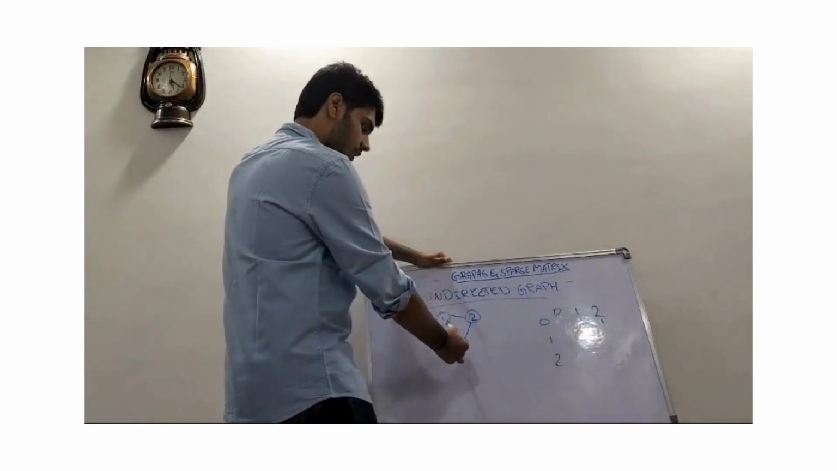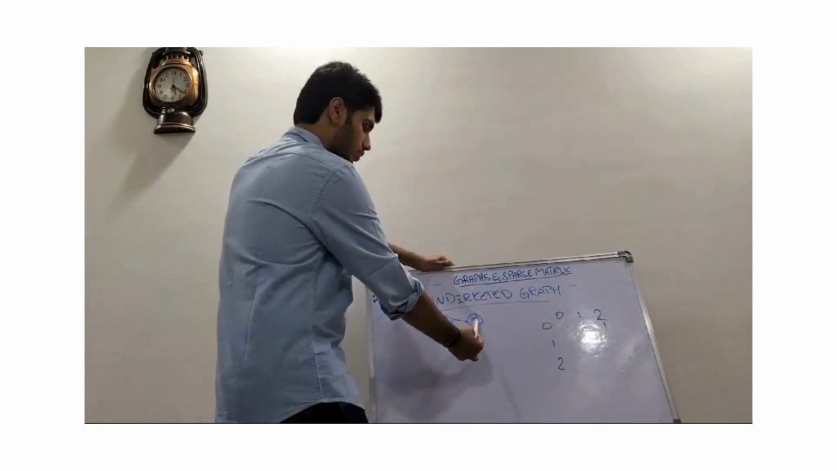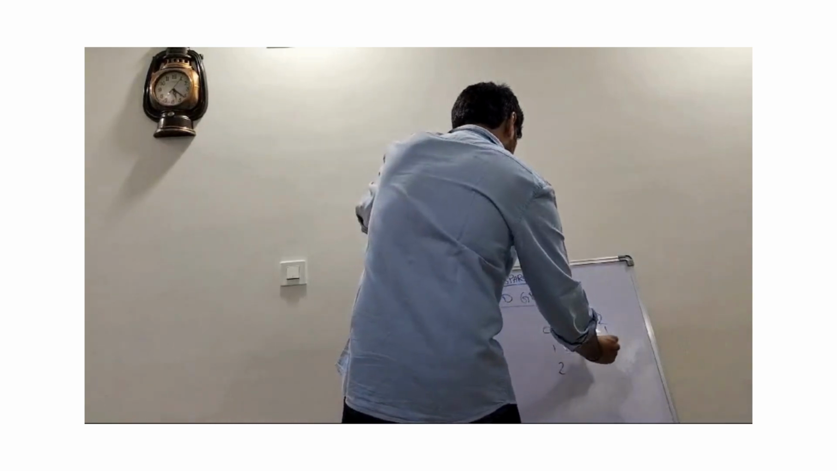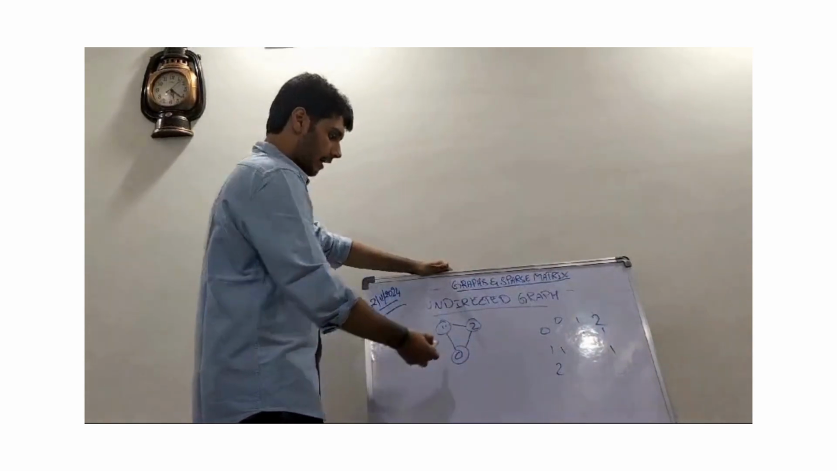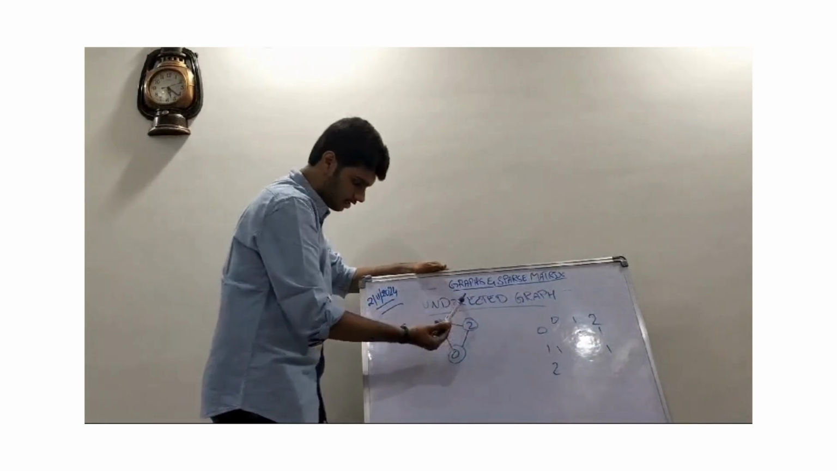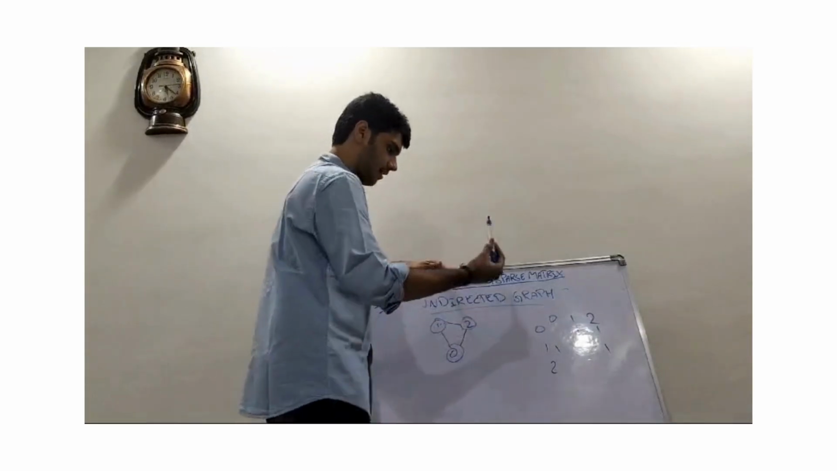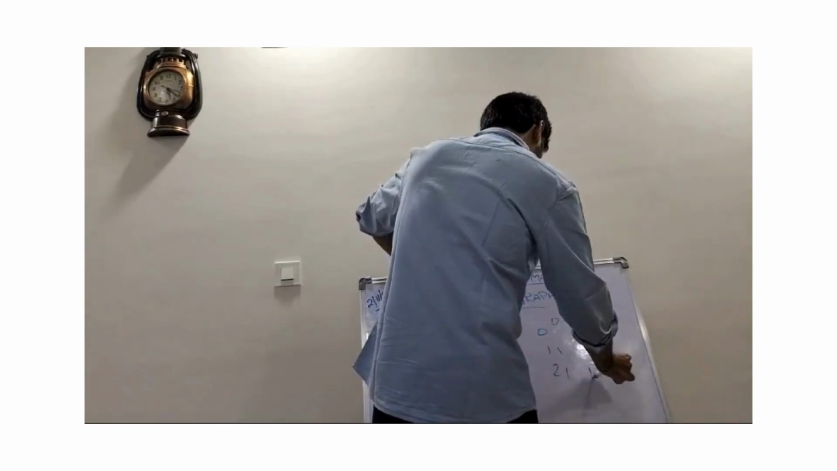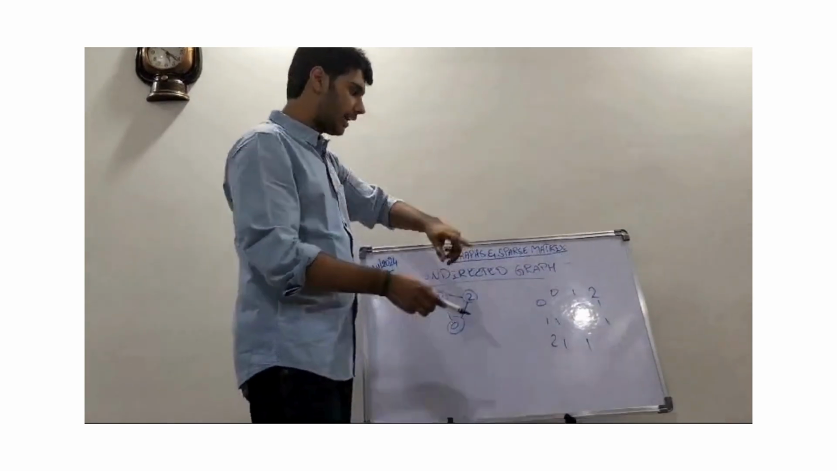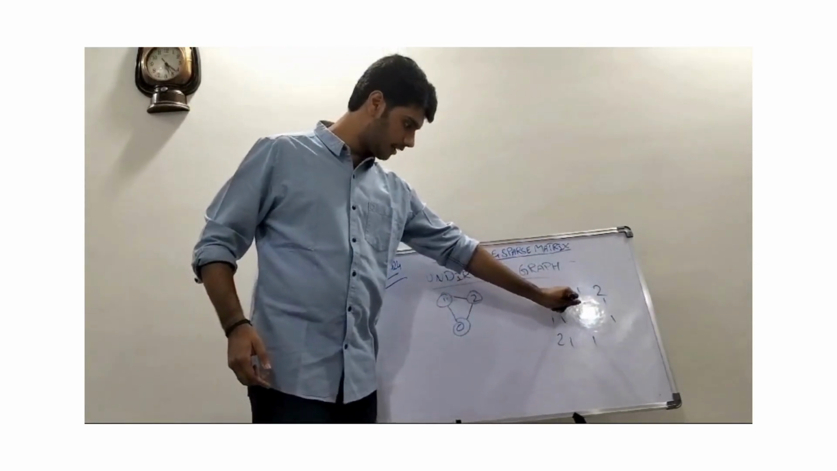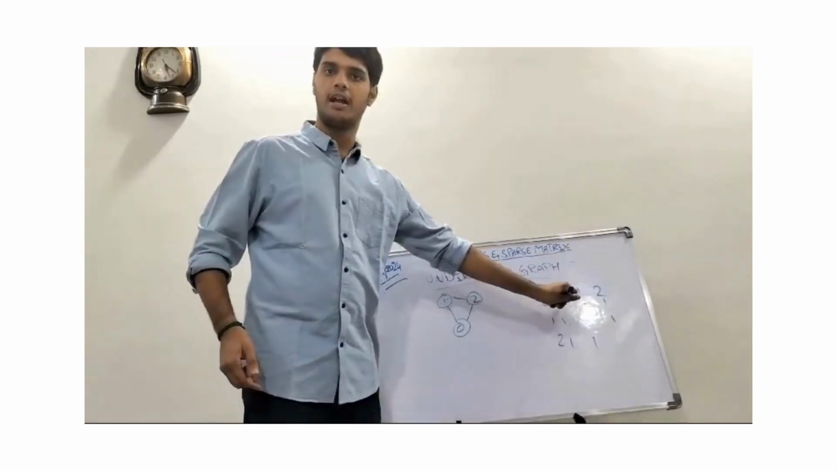Similarly, 1 has an edge with 0 and 1 has an edge with 2. So 1, 1. Similarly for node 2. Node 2 has an edge with 1 and an edge with 0, but does not have one with itself. So here it is 1, 1. Here we can write it as a 0 or we can leave it empty, because it represents that it does not have an edge with itself.